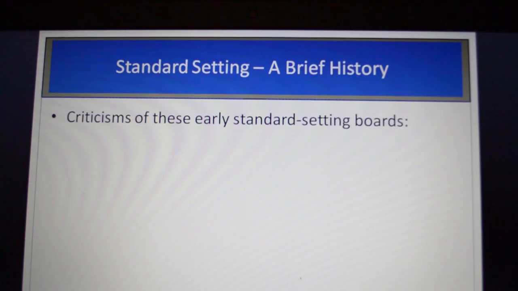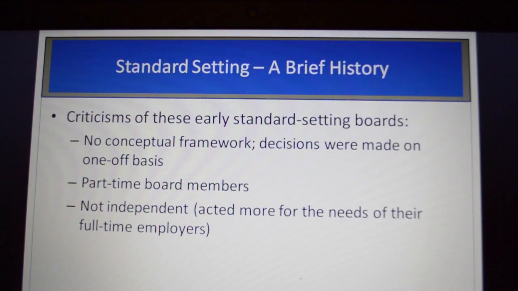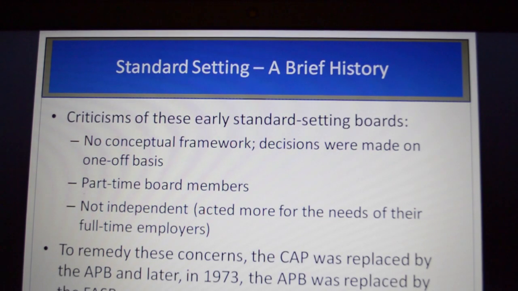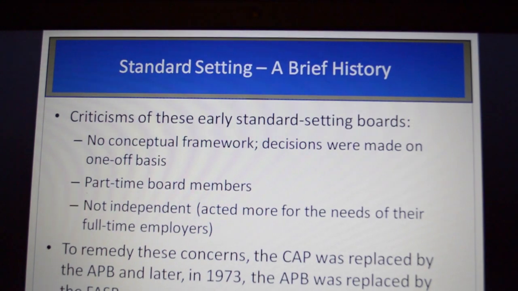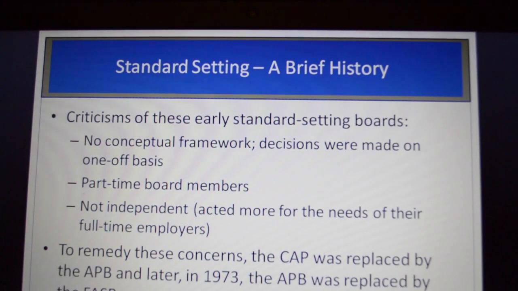Criticisms of these early standard setting bodies. No conceptual framework, decisions were made on a one-off basis. Part-time board members, not independent, acted more for the needs of their full-time employers. To remedy these concerns, the CAP was replaced by the APB, and later in 1973, the APB was replaced by FASB.